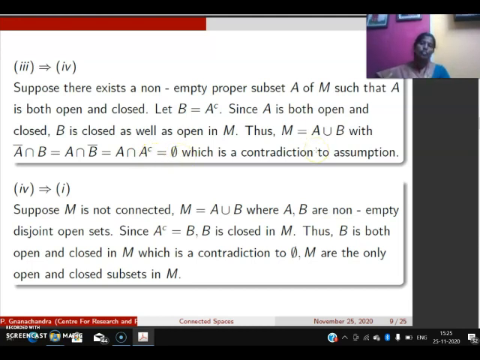We have assumed 3 is not true, but here we get a contradiction to that. Therefore 3 implies 4 is true. Another one is 4 implies 1. Suppose M is not connected, that is M equal to A union B, where A and B are non-empty, disjoint, open sets. Since A complement equal to B, therefore B is closed in M. Thus B is both open and closed in M. It's a contradiction, because empty set and whole set are the only sets which are both open and closed in a connected space. But here we have assumed M is not connected. Therefore, we get the characterization theorem of connected space.